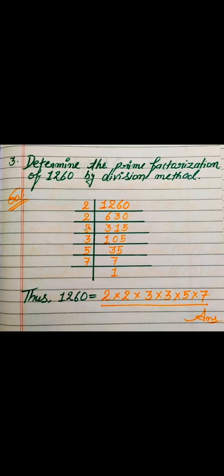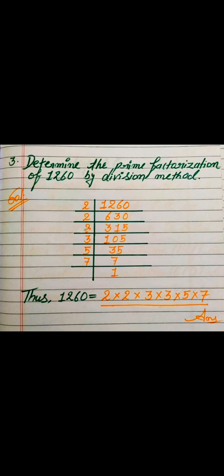When you divide this by 5, you will get 7, 5 sevens are 35, and this 7 is divisible by 7, like 7 ones are 7. As this number 1 is neither prime nor composite, we will skip this. We will write only the prime factors in multiplication, like 2 into 2 into 3 into 3 into 5 into 7. This is the prime factorization of 1260.